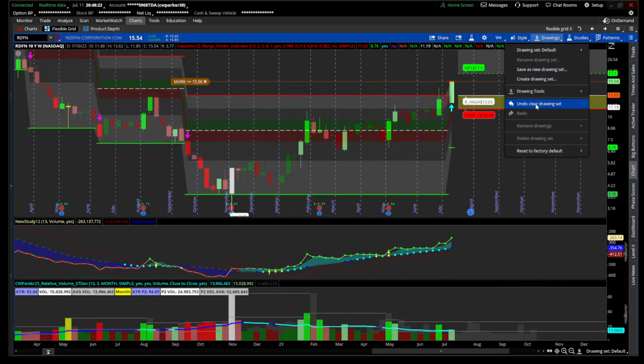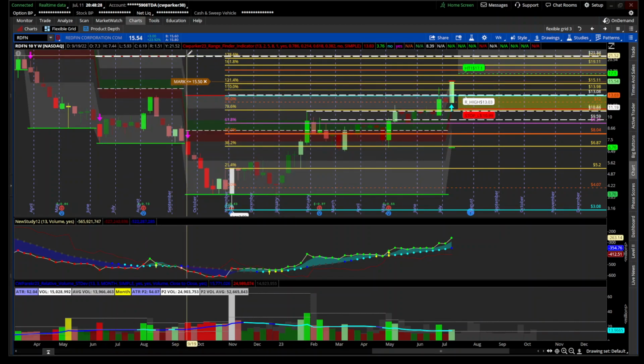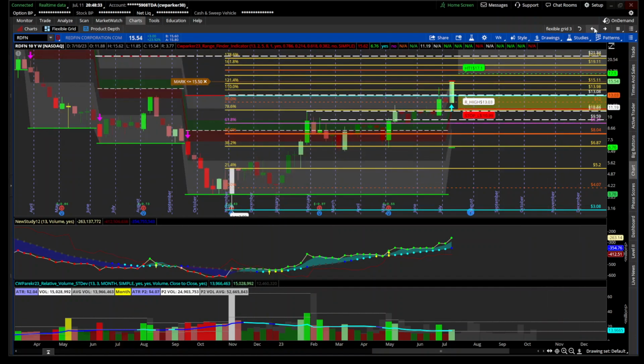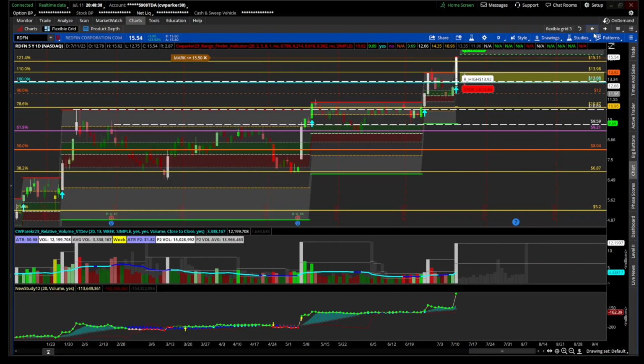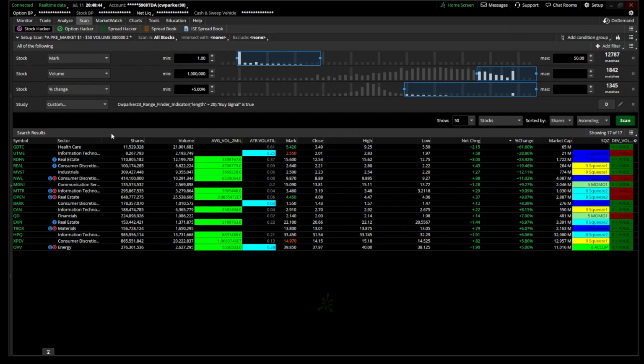Let me bring those drawings back. And so I would most likely look forward to it going and hitting 20 or possibly 21, this next range high right here on the weekly anyway. So what was the next one? Let's find one with volume that's open. HPQ. It's only up 6%.